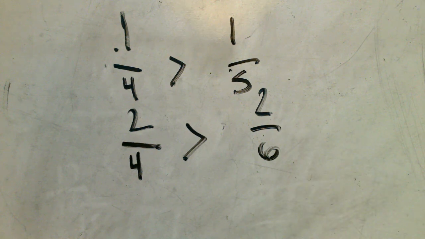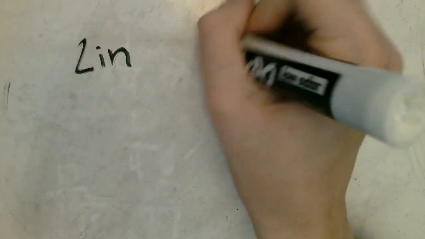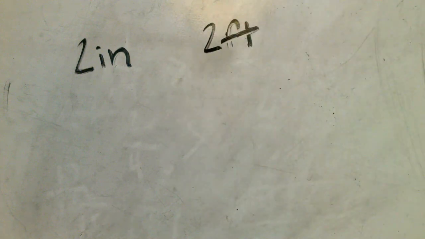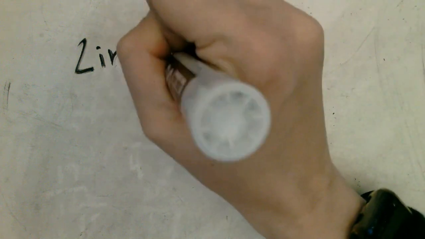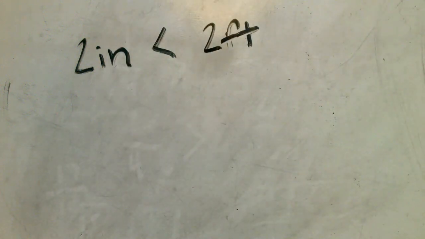Let's break this down a little bit more, finding some more patterns while comparing our fractions. Which do you think would be greater, 2 inches or 2 feet? Well, 2 feet, because I know 2 feet is a lot bigger than 2 inches. I can use that on a ruler to help me find that. In the same way that 2/4 is greater than 2/6, because fourths are greater than sixths.